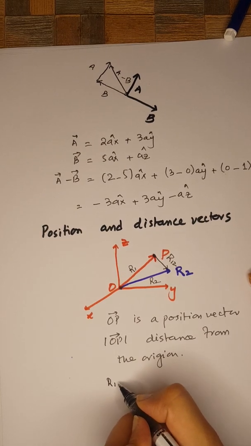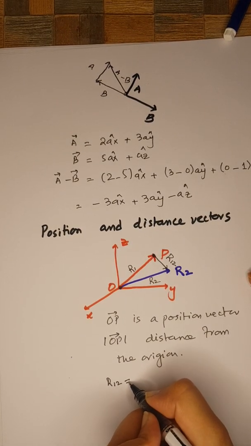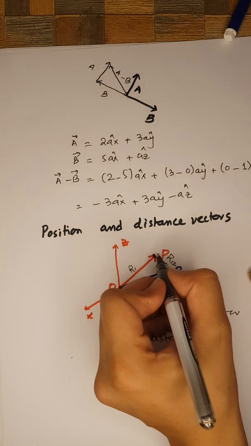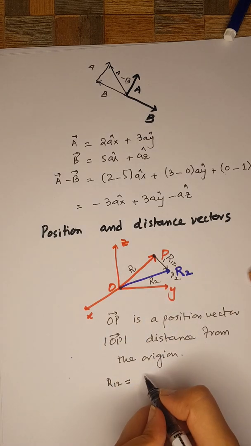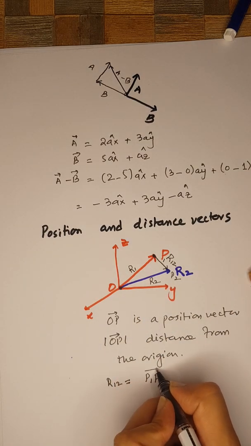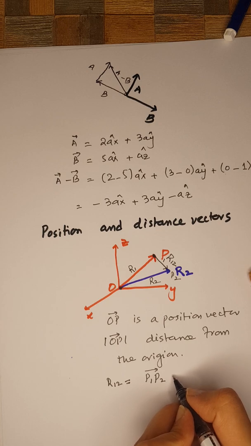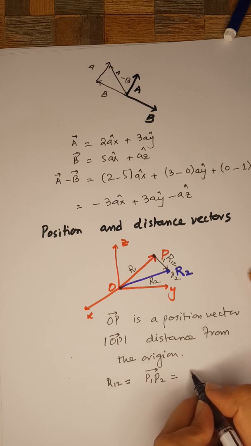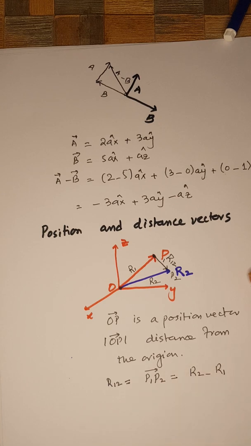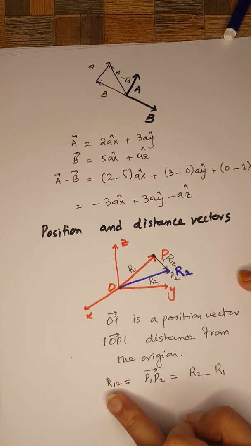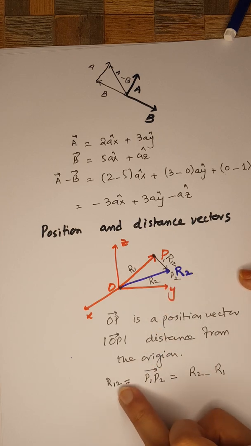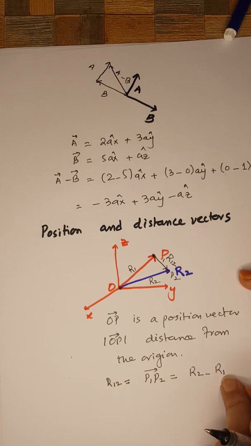So R12 is equal to the vector starting from the point P1 and ending at the point P2. We can also represent it as P1P2 with the vector sign on it, and this is equal to R2 minus R1. This is a very important point to be noticed. If we are interested in determining the distance vector that starts from point 1 and ends on point 2, we subtract the position vector R1 from R2.